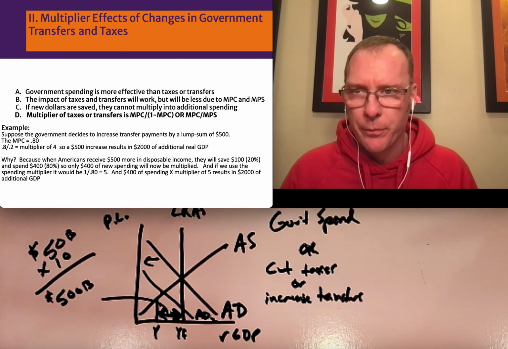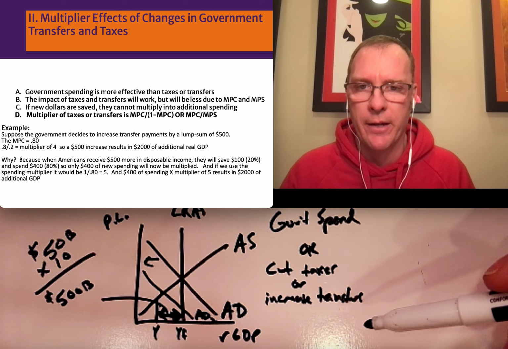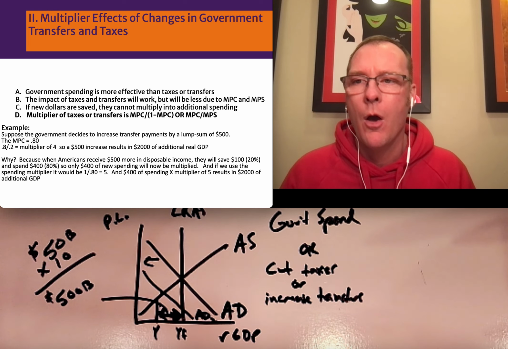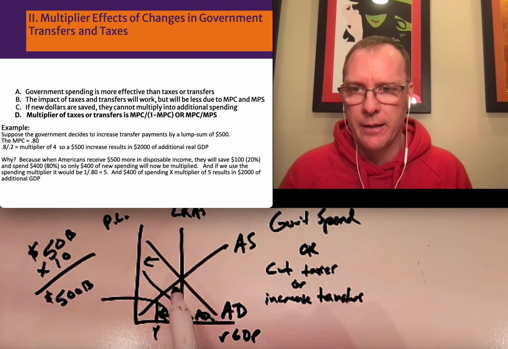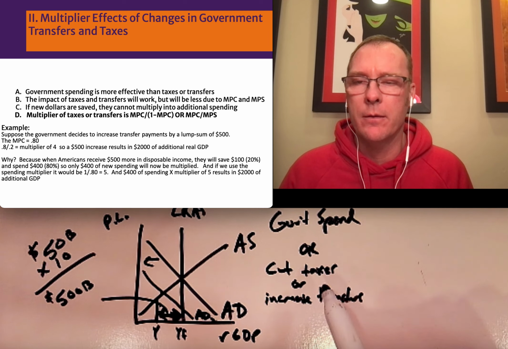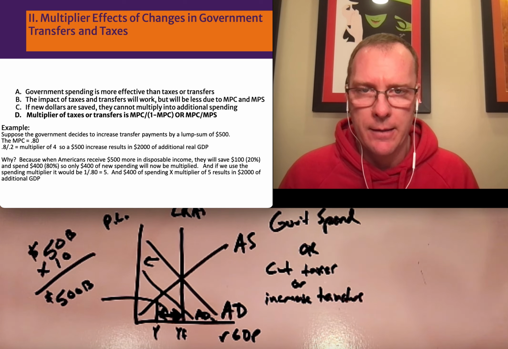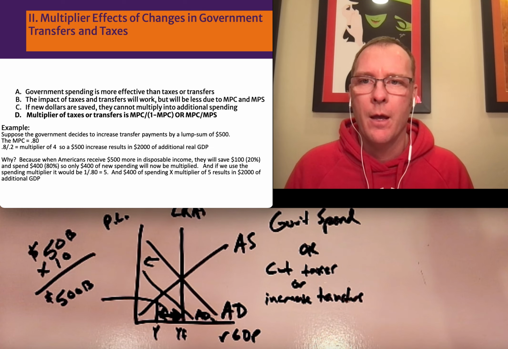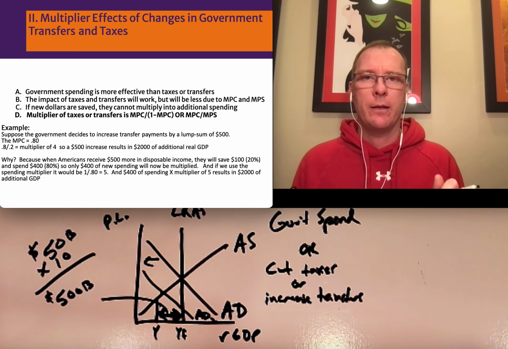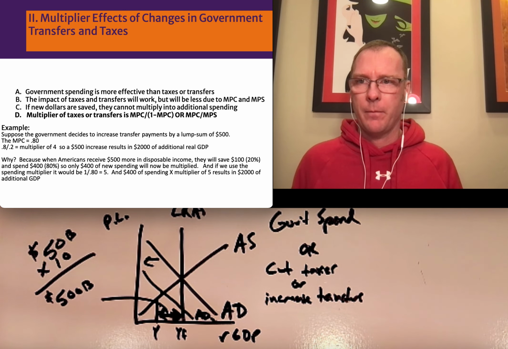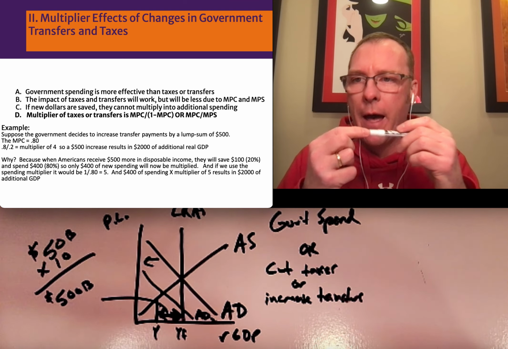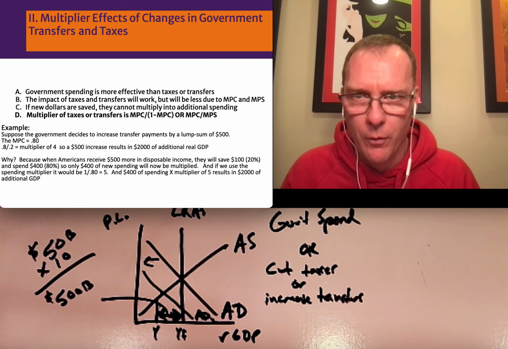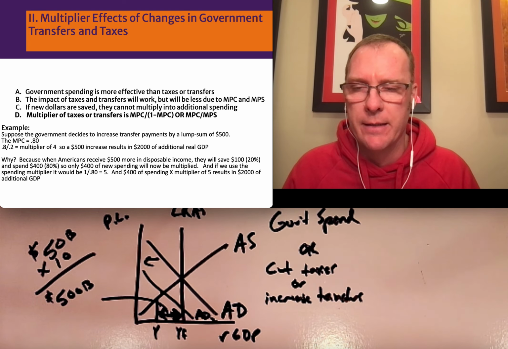The problem is if I decide to do something to taxes and transfers, it's going to be less of a multiplier. Why is it less of a multiplier? The problem is if I cut your taxes, I don't get the full multiplied effect, because you're already saving some of that money. So if you look over here to the left, it says, suppose the government decides to increase transfer payments, or you want to decrease taxes, that would work too.